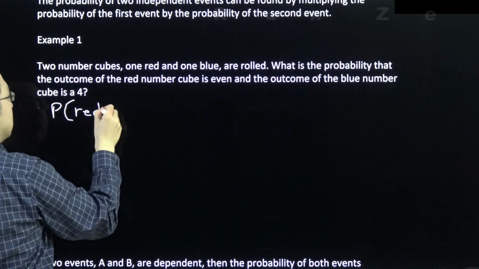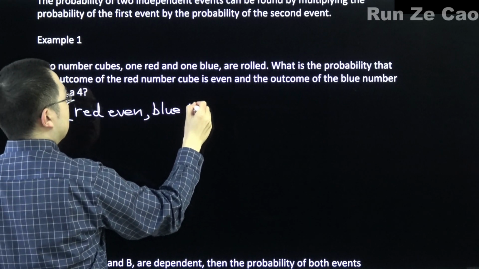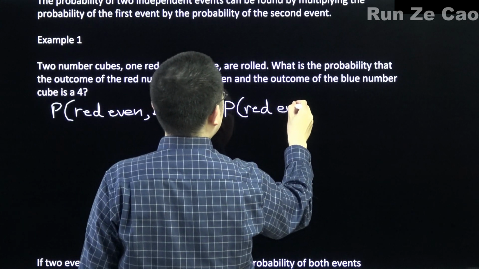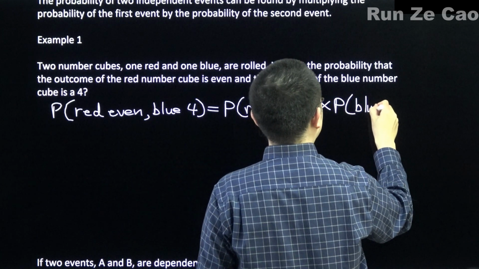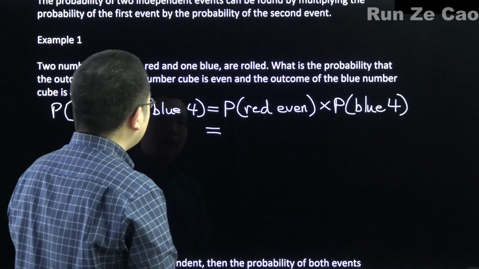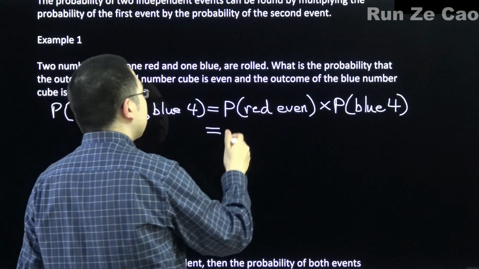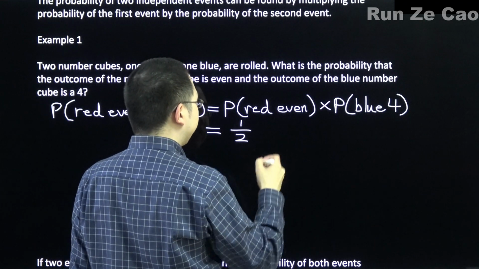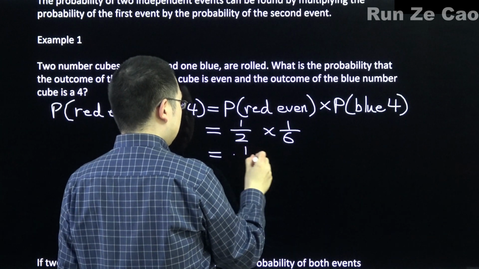Well, P(red even, blue 4) is equal to the probability of red even times the probability of blue 4. Which means we're looking at a number cube numbered 1 to 6. So even is 1/2. And the blue number cube getting you a 4 is 1 in 6. So this is 1/12.